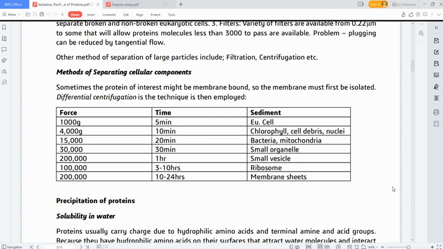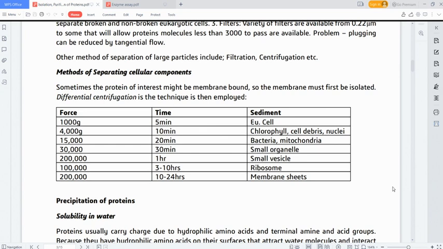This time around, you will increase the speed of the centrifuge and you centrifuge for 10 minutes. Now, when you do that, some other heavier components of the cell, such as, if it's plant cells, the chloroplast, sorry, the cell debris, the nucleus, can go. Now, when you increase to 15,000 G for 20 minutes, the mitochondria can be separated at this point.